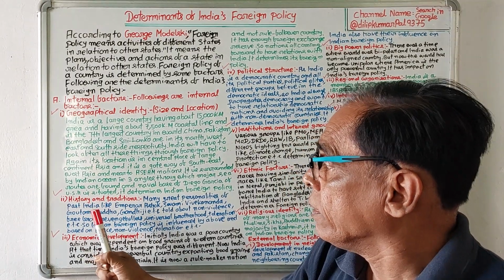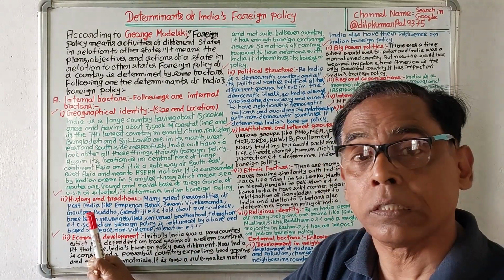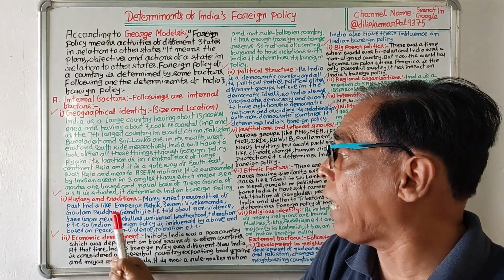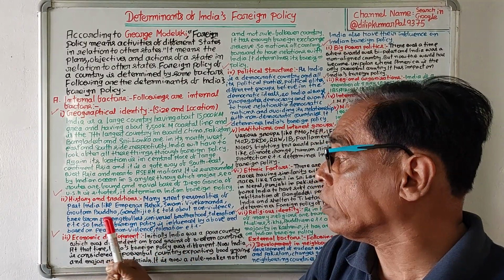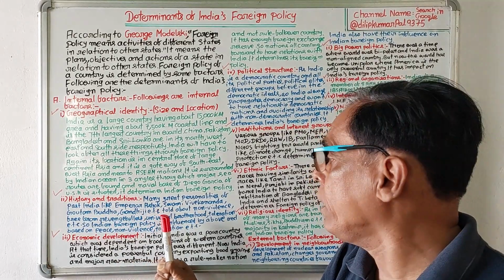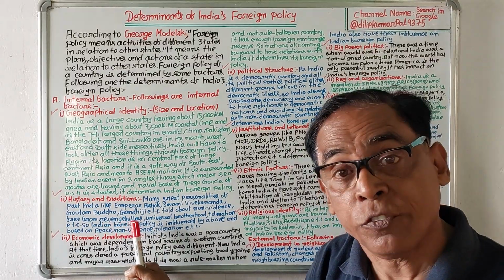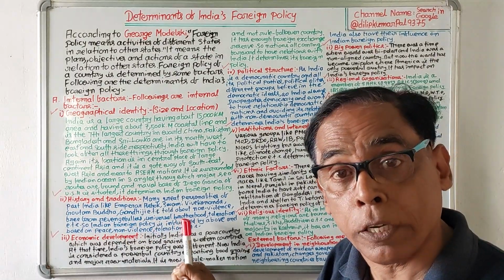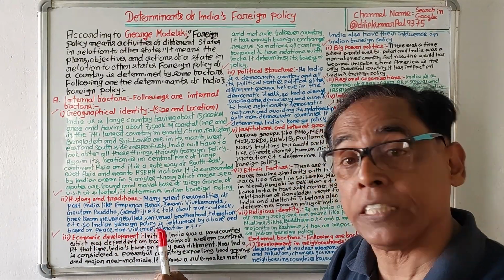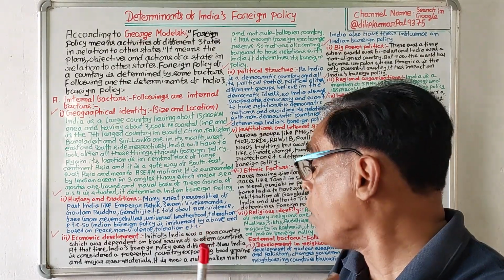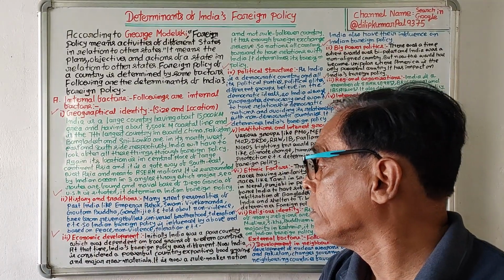Number 2, history and traditions. Many great personalities of India's past, like Emperor Ashoka, Swami Vivekananda, Gautam Buddha, Gandhiji, etc., taught non-violence, freedom from revengefulness, universal brotherhood, toleration, etc. So Indian foreign policy is influenced by the above and based on peace, non-violence and toleration.